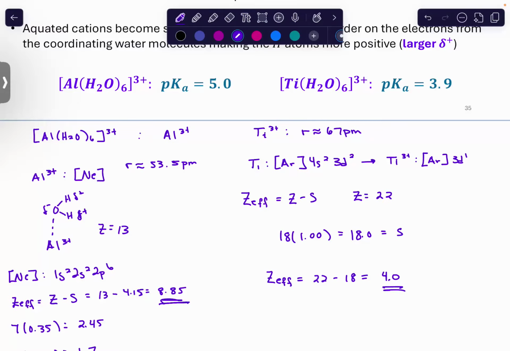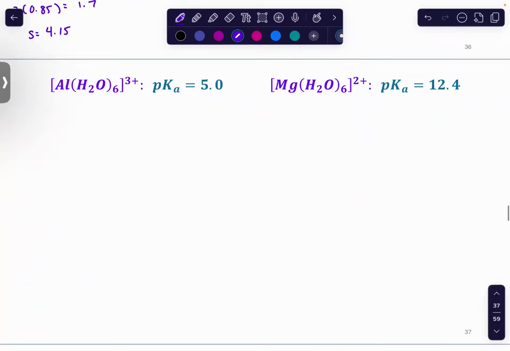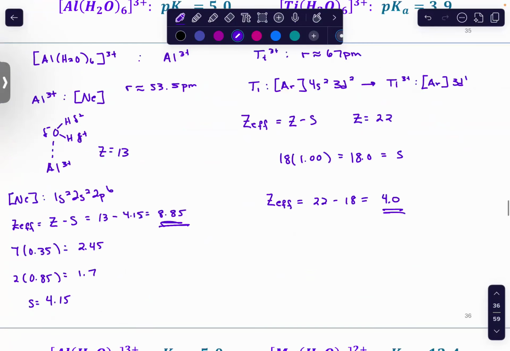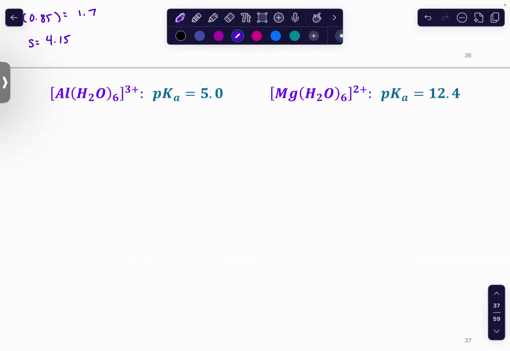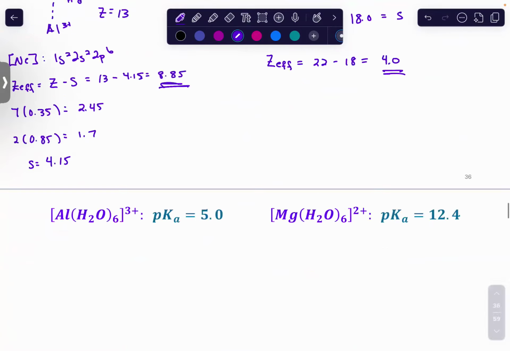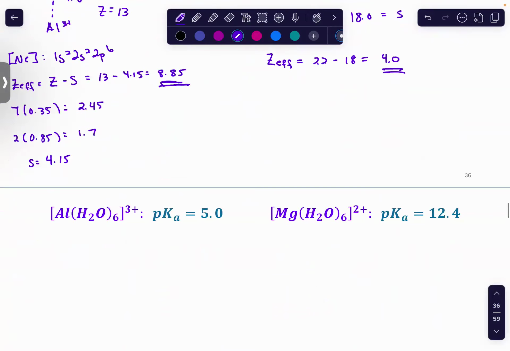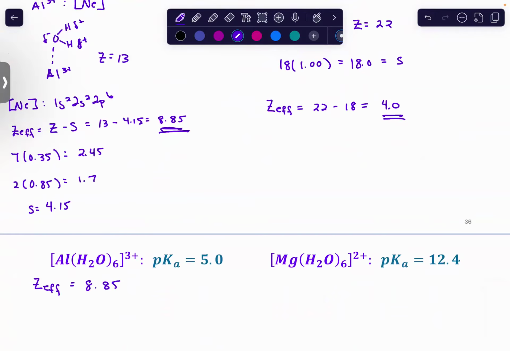Cool. Now, here's one. I gave you two. Well, we've already done the aluminum. So I've given you two main group metals, magnesium and aluminum. Work on magnesium for a second, because what we remember for aluminum. Let's see if you can pull some of those shielding rules out of your head.